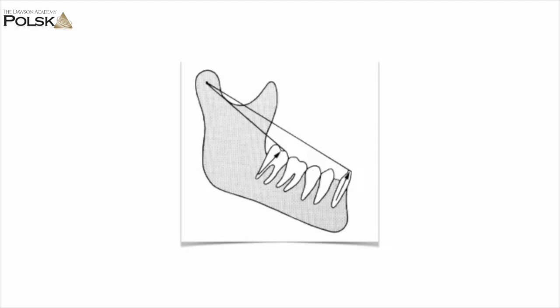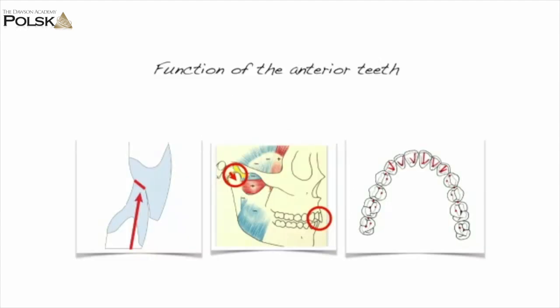Because of this rotation and the influence of the curve of Spee in the occlusal plane, we'll understand that the direction and the trajectory that the mandibular teeth will take is all slightly different based off of this curvature.